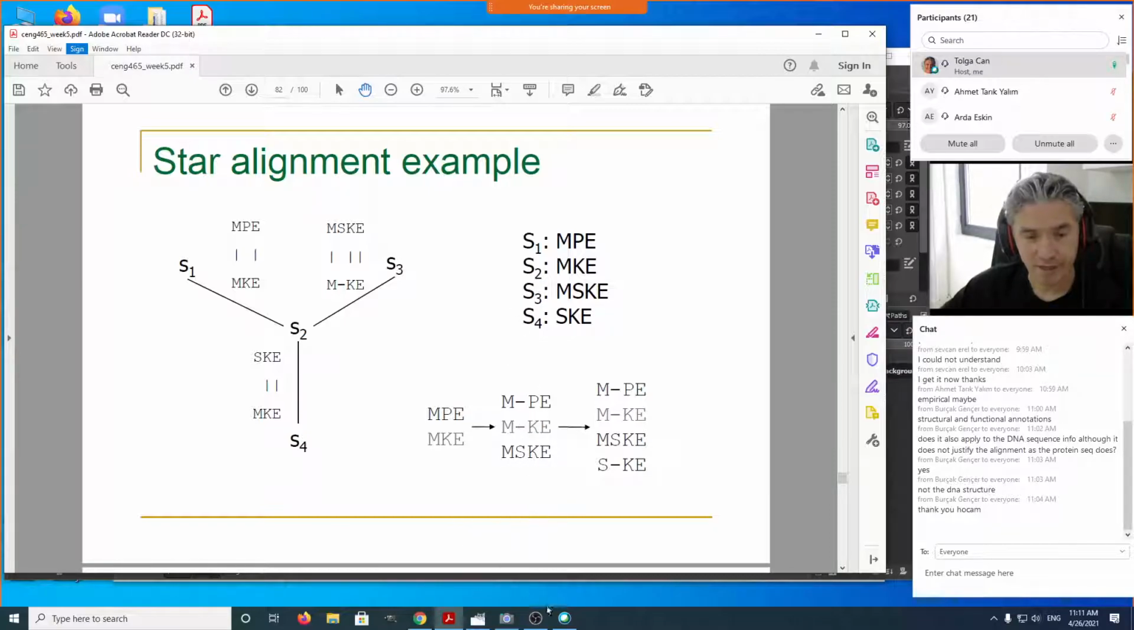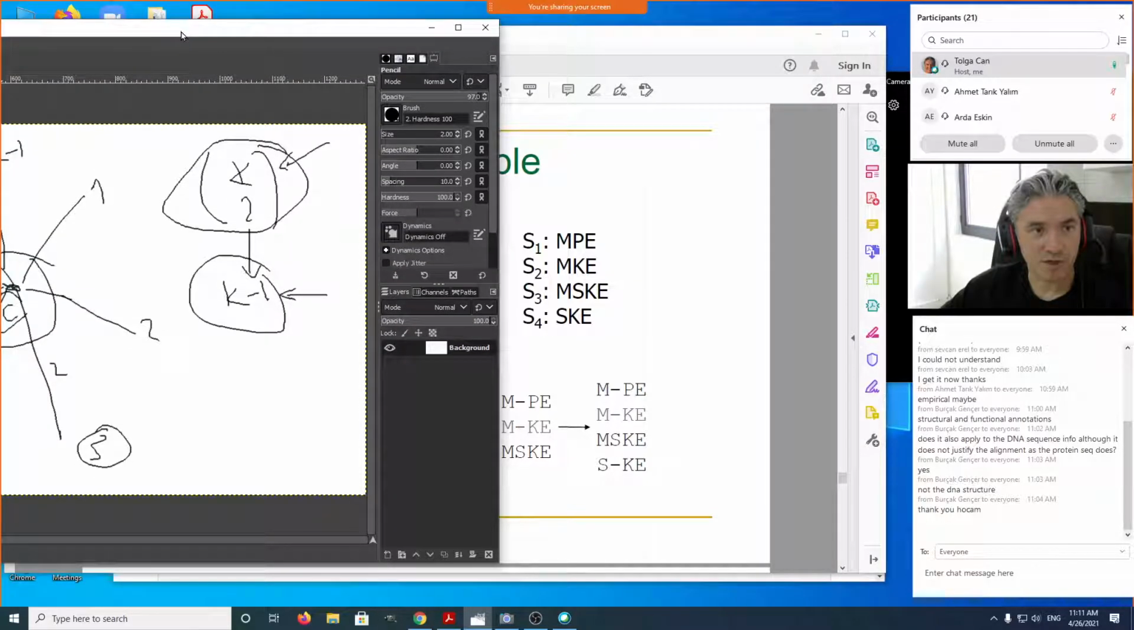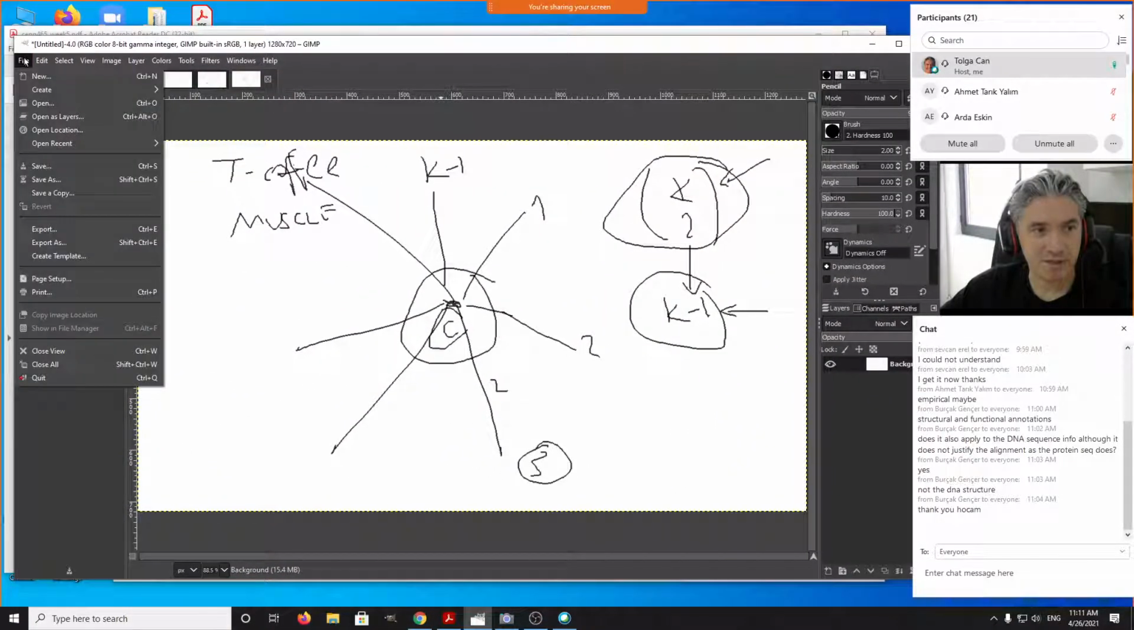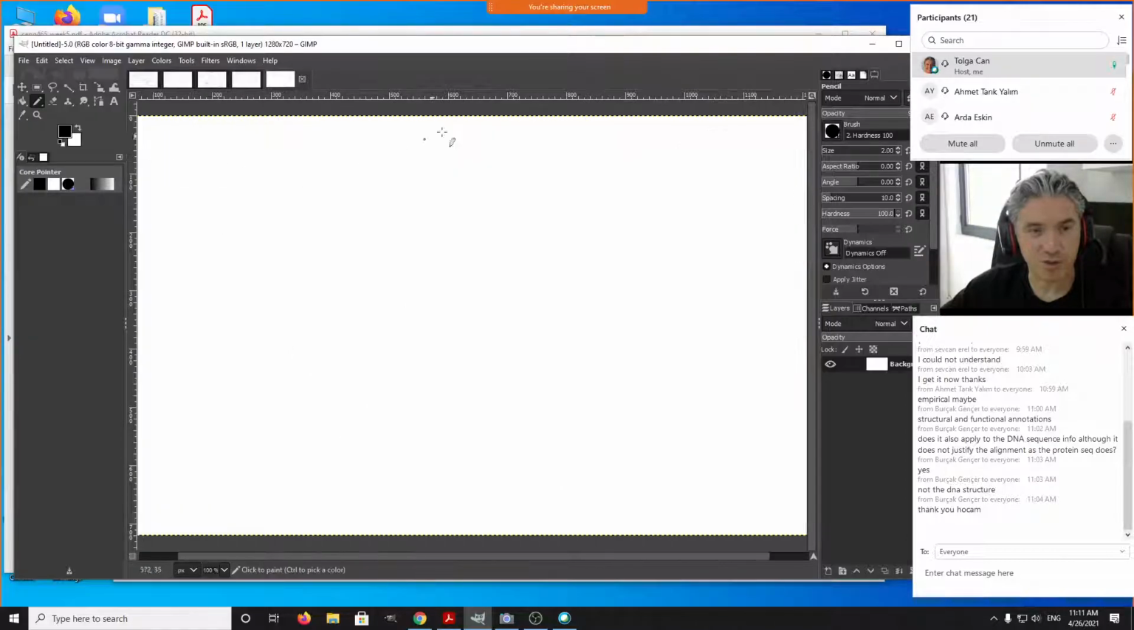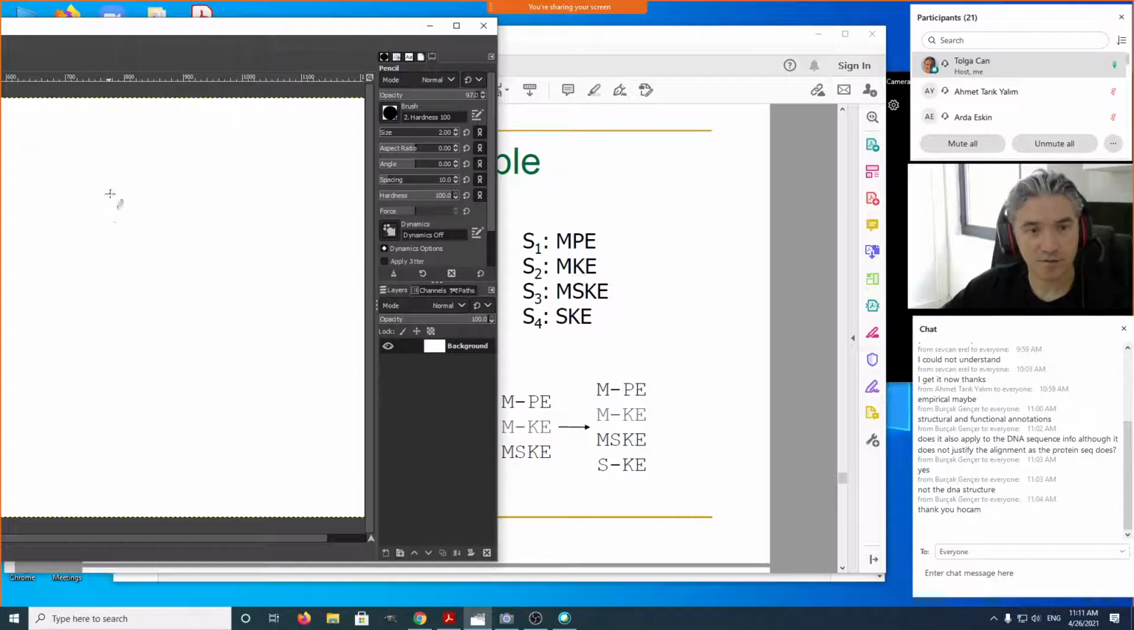Yeah, let's do that. So I'm going to have GIMP here, and first let me get a new slide, because the alignments are going to be very simple. These are really short sequences. Let's try to do that to understand the star alignment to the fullest. So for example, the alignment between MPE and MKE may be just this. In order to compute the alignment score, we should have some mismatch and gap penalties, right?